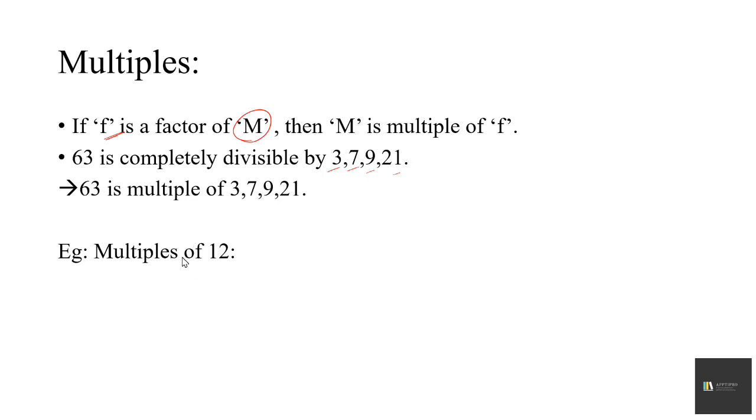Also, the multiples of 12 can be obtained from the multiplication table. So, what are the multiples of 12? 12, 24, 36, 48, 60 and so on. If you divide any of these numbers by 12, you get remainder 0. So these numbers are called multiples of 12.